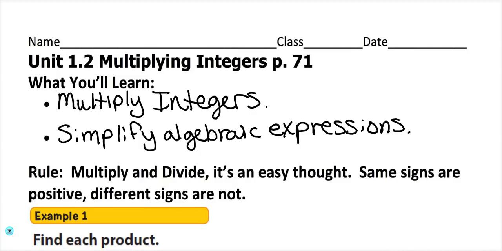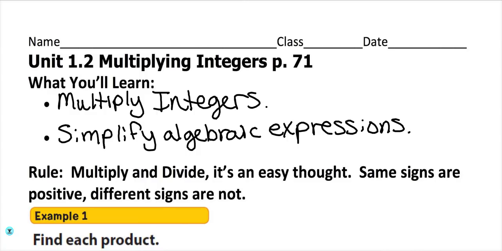All right, so if you'll notice for this one, there's a rule to follow, and it says multiply and divide. It's an easy thought. Same signs are positive, different signs are not. Whenever you multiply integers, there are rules that we use, and this is what the rule is. And it actually goes to a song, which is Row, Row, Row Your Boat. All right, so here's how it actually goes. And yes, I'm going to sing to you. Okay, it goes like this.